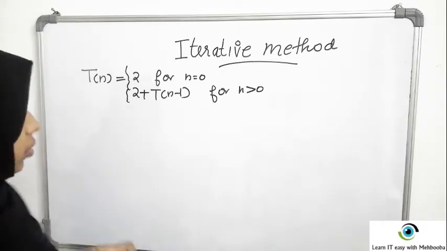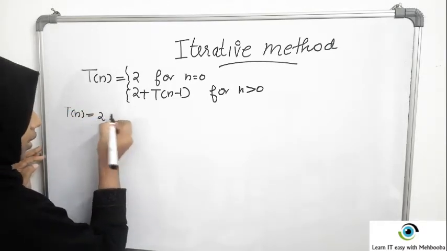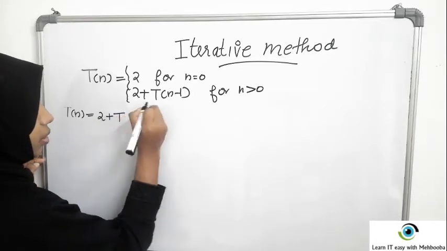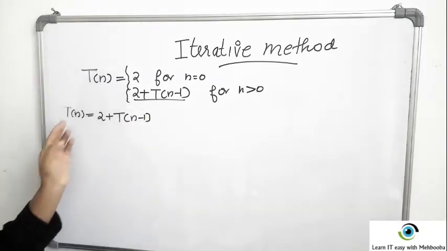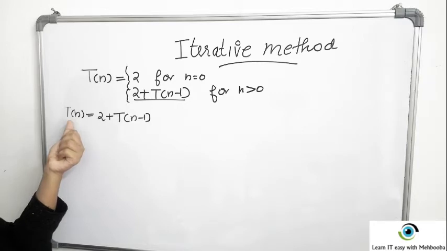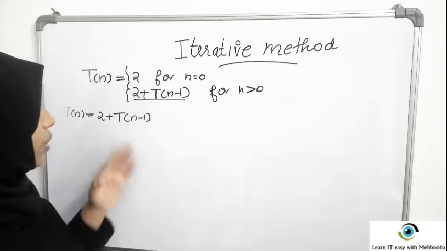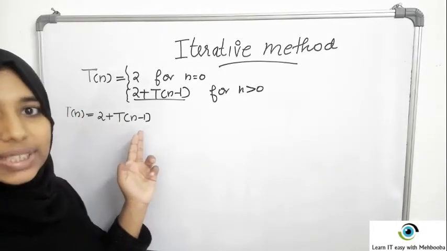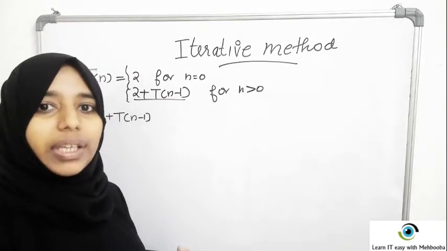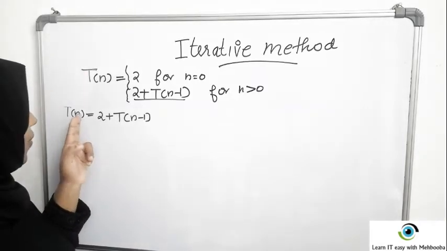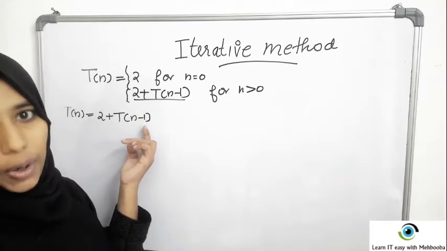Now we will write the equation as T(n) = 2 + T(n-1), considering the worst case complexity. In the iterative method, what we do is keep on unrolling the terms containing T till we understand a pattern and can easily solve it. Here T(n) is written in terms of T(n-1), so we will unroll this T(n-1).